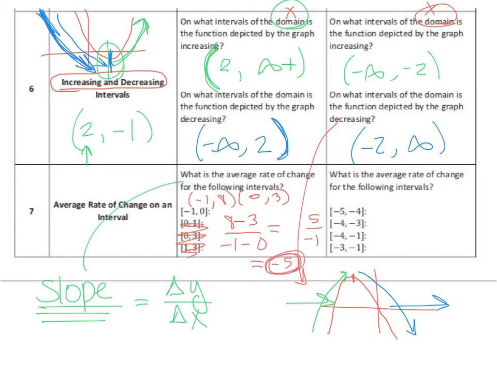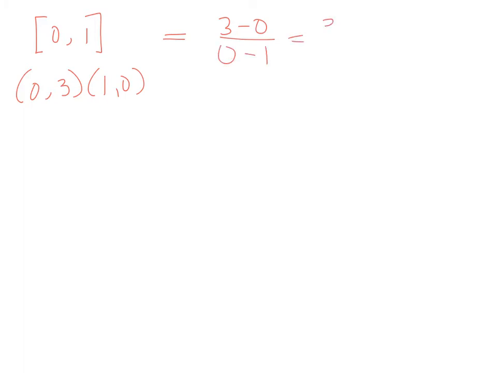I'm going to get a new page. My next interval is 0 to 1. I'm going to get my ordered pairs for that first graph. I've got 0, 3, and 1, 0. So change in y is 3 minus 0 over change in x, 0 minus 1. 3 over -1 is -3.